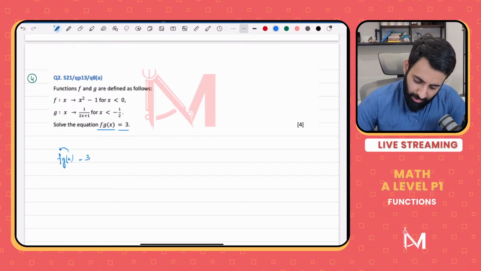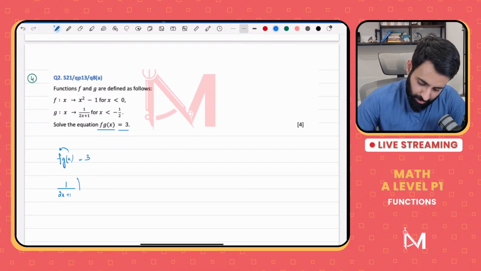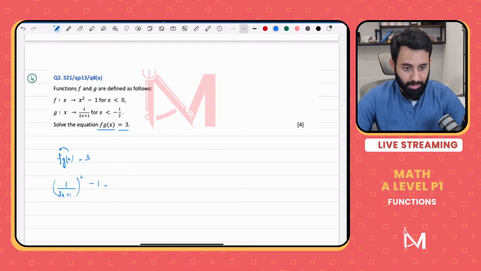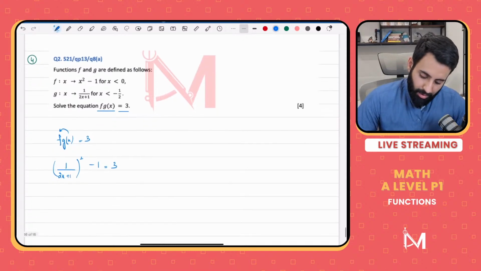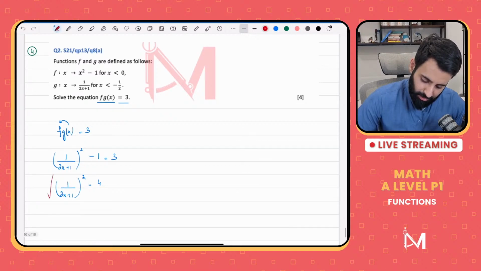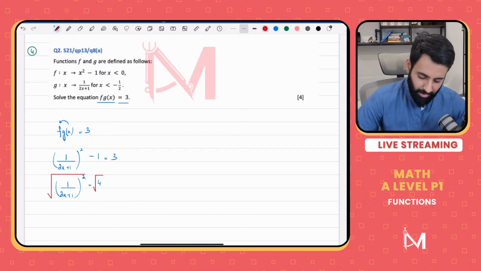All right. So if I plug in function g in place of x in function f, that would be 1 upon 2x plus 1, the whole thing square, and minus 1, which is equal to 3. Now, 1 upon 2x plus 1, the whole thing square is equals to 3 plus 1, which is equal to 4. And now you can expand and then solve, but a good thing to do at this point is to take the square root on both sides, so you don't end up dealing with a quadratic equation.